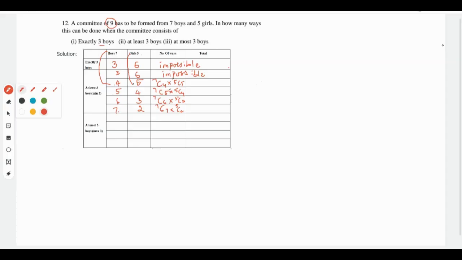So here we get 7C4, which is 7 into 6 into 5 into 4 divided by 4 into 3 into 2 into 1. The 4 and 4 get cancelled, 3 2s are 6, the 6 cancels, and it will be 35. Then the second one is 5C5, that will be 1. We have a formula nCn is 1. So the first one is 35 into 1, which is 35.